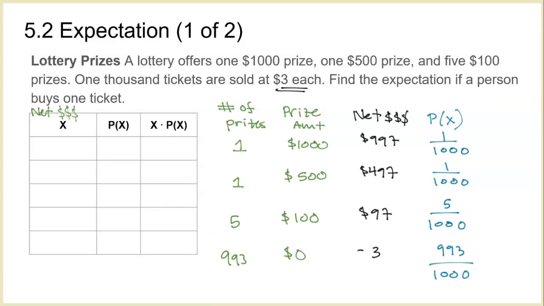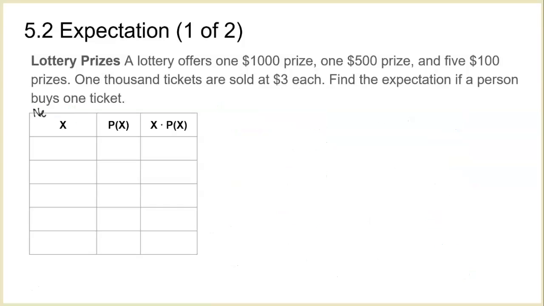So that information, these last two columns, the column in black and the column in blue, would represent what information I would put here in order so I can find the expectation or the expected value if a person bought a single ticket. So we have that information that we can put in our table now. Generally, the values are written from least to greatest. So I'm going to speed that up a little bit.